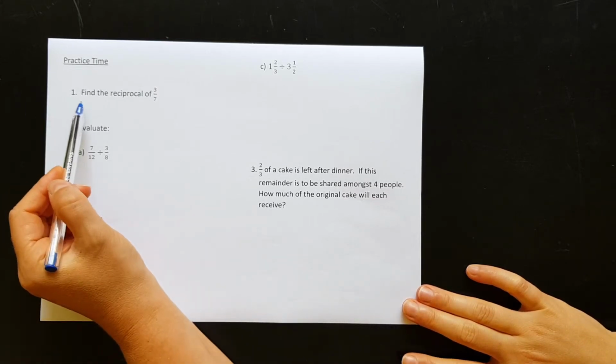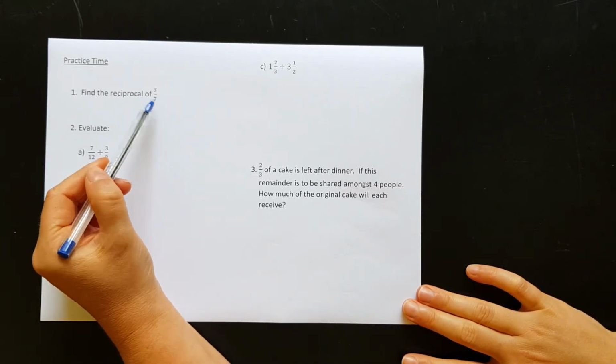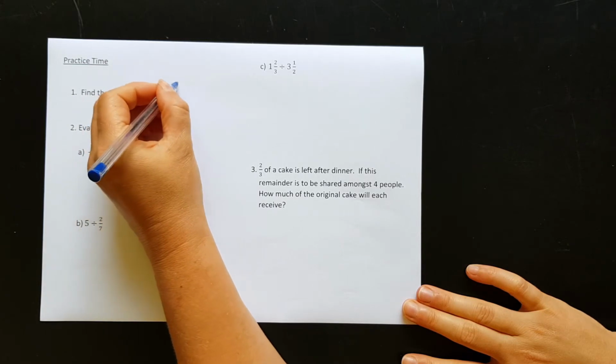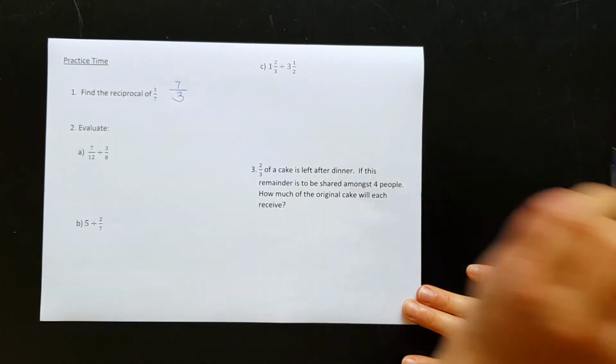So for question 1, we want to find the reciprocal of 3/7. Reciprocal just means turn the fraction upside down. So the reciprocal is 7/3.